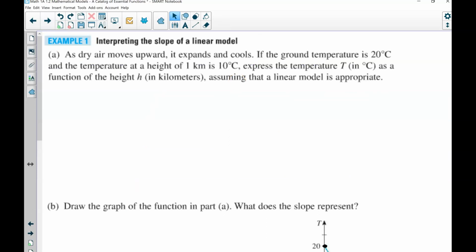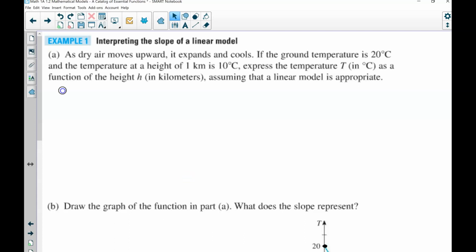Now, the first example given here is interpreting the slope of a linear model. Part A states that as dry air moves upward, it expands and cools. If the ground temperature is 20 degrees Celsius and the temperature at a height of 1 kilometer is 10 degrees Celsius, express the temperature T in degrees Celsius as a function of the height h in kilometers, assuming that the linear model is appropriate. In part B, we're going to draw the graph of the function in part A and determine what the slope represents. And then part C: what is the temperature at a height of 2.5 kilometers?